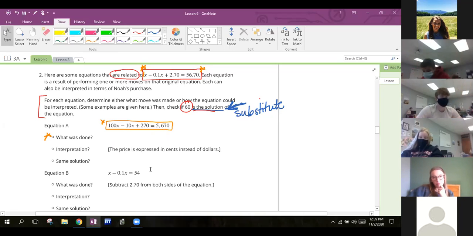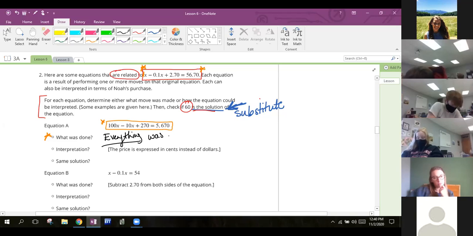100. Okay, 100. Write this down. Everything was multiplied by 100. Everything was multiplied by 100.